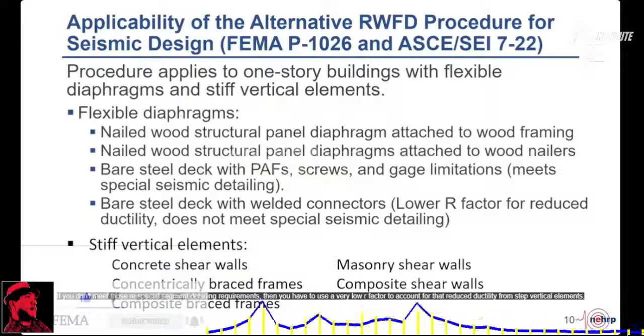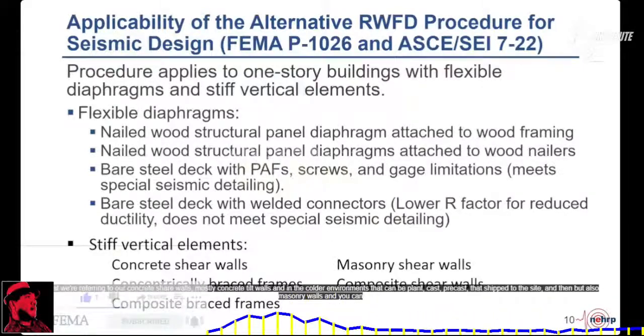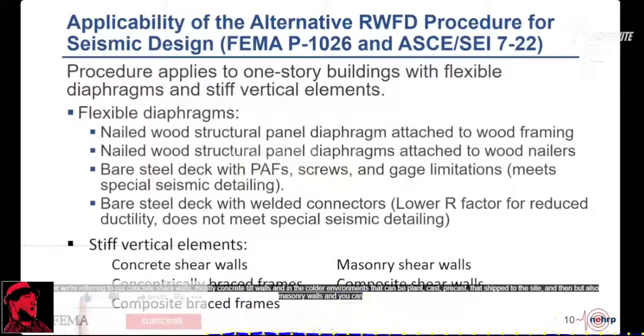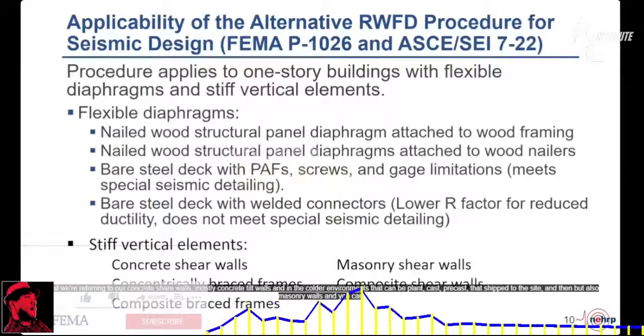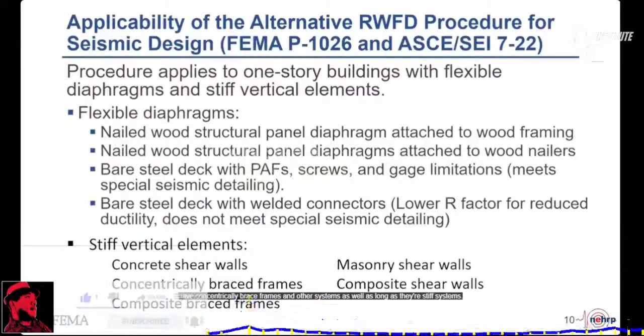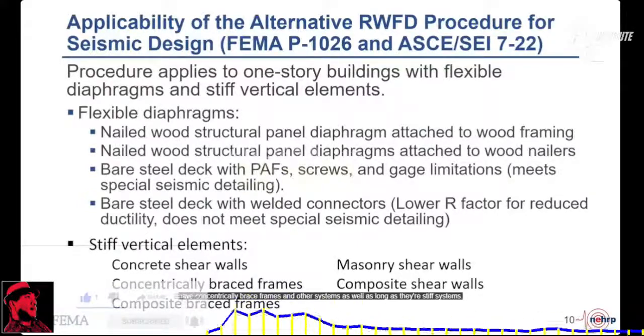From stiff vertical elements, what we're referring to are concrete shear walls, mostly concrete tilt-up walls. And in the colder environments, that can be plant cast, precast that's shipped to the site. But also masonry walls. And you can have concentrically braced frames and other systems as well, as long as they're stiff systems.